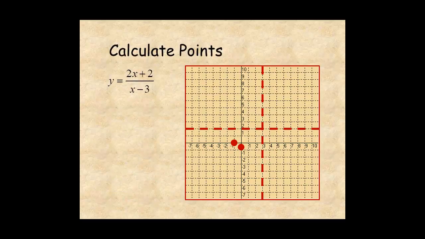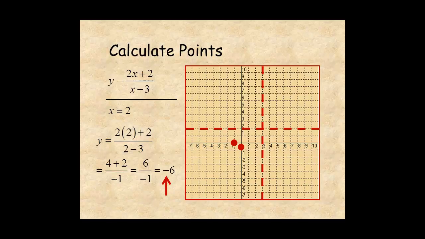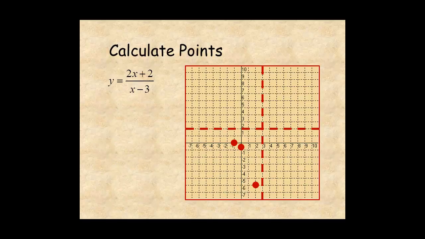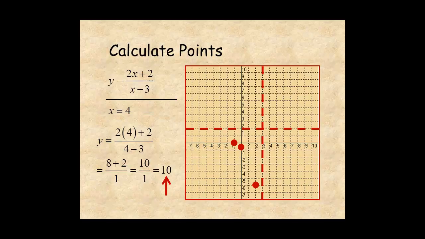Next, calculate at least one point on either side of the VA. For x equal 2, y equals negative 6, and there's a point at 2, negative 6. For x equal 4, y equals 10, and there's a point at 4, 10.